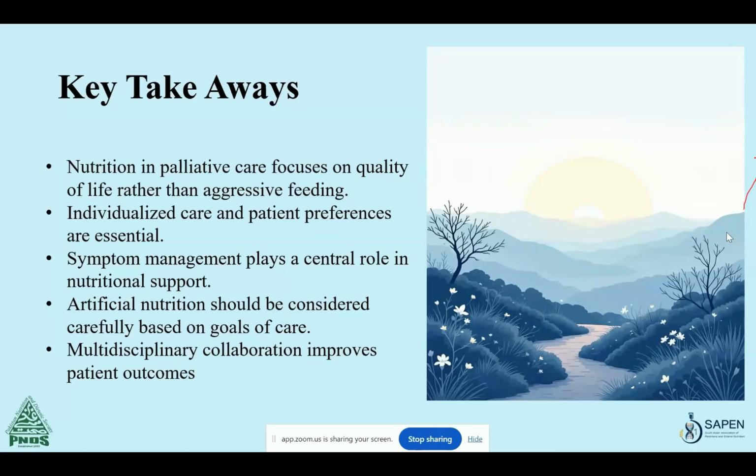And artificial nutrition should be considered carefully based on the goal of care, and multidisciplinary collaboration always improves the patient outcomes. For the palliative care team, a physician, of course, it's a must, a palliative care dietitian, psychologist, physiotherapist, a social expert, and spiritual expert as well. So these are the few persons who made up the team and make the outcome for the patient improved.